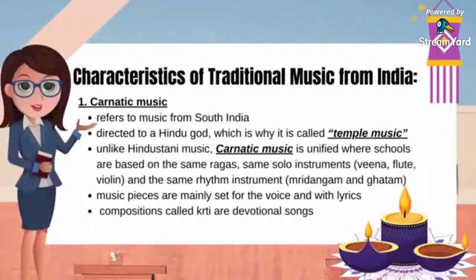Characteristics of traditional music from India. 1. Carnatic music refers to music from South India directed to a Hindu god, which is why it is called temple music. Unlike Hindustani music, Carnatic music is unified where schools are based on the same ragas, same solo instruments, veena, flute, violin, and the same rhythm instrument, mridangam and ghatam. Music pieces are mainly set for the voice and with lyrics. Compositions called kriti are devotional songs.